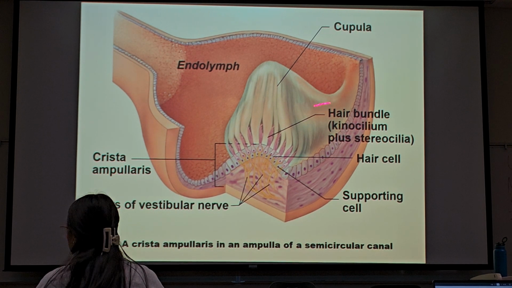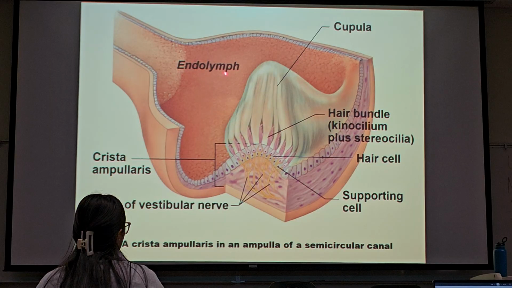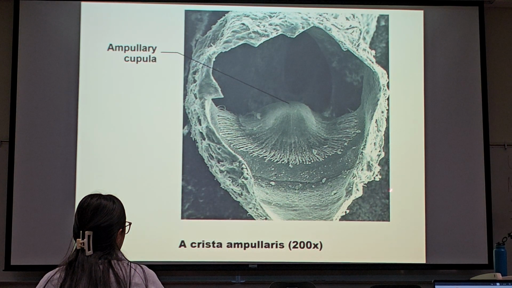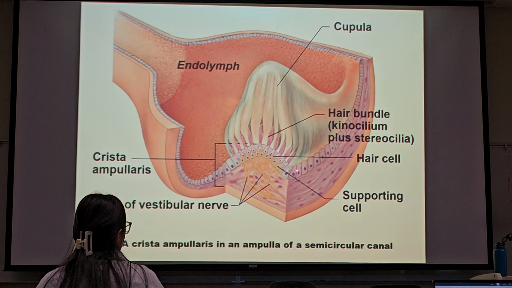Now we're inside. It's the membranous labyrinth inside, so there's endolymph, fluid, in here. Here is the crista ampullaris structure. Sitting on top of that is a structure called the cupula. You can see all that via electron microscopy. Looking inside the ampulla, we can see the cupula that sits on top of the crista ampullaris.